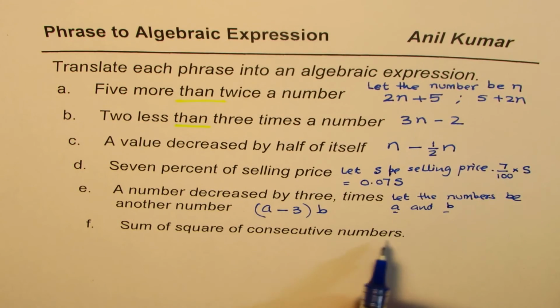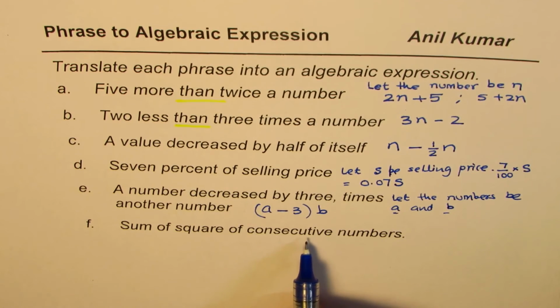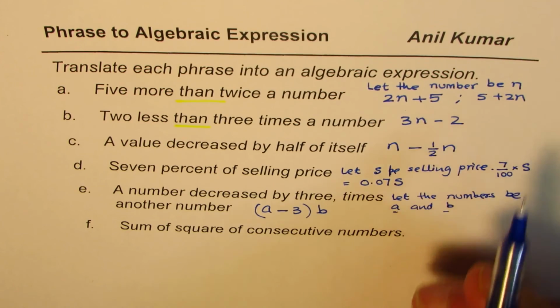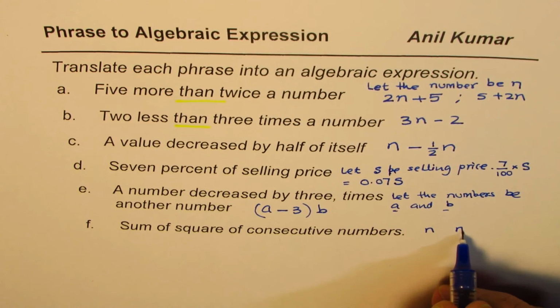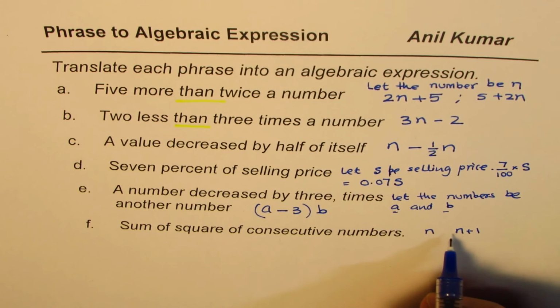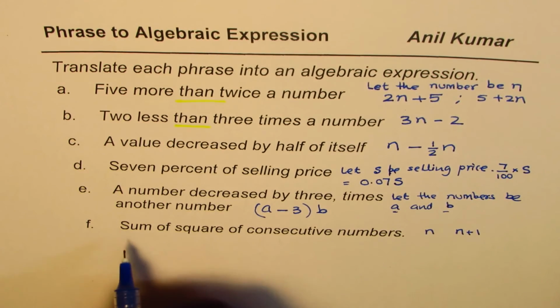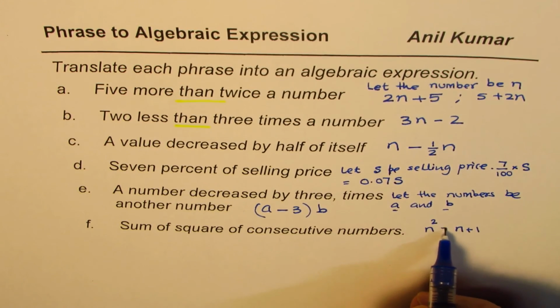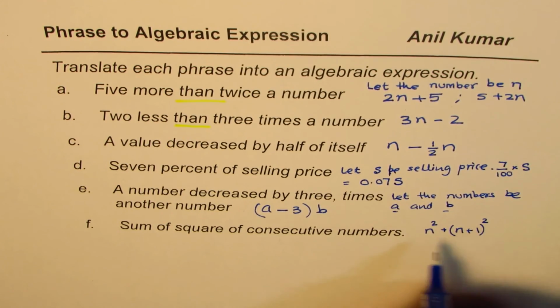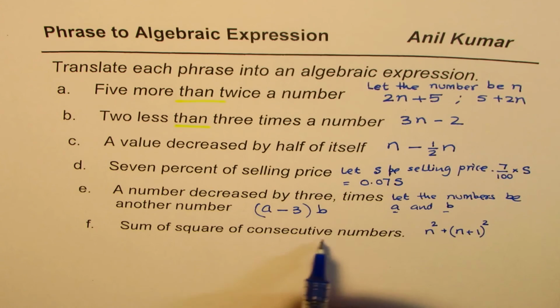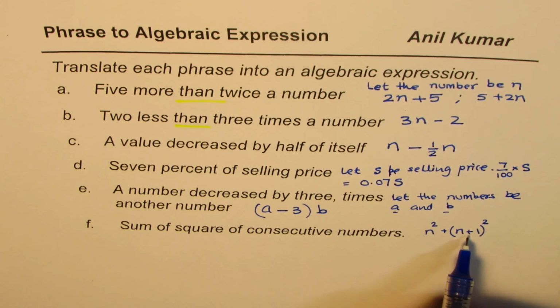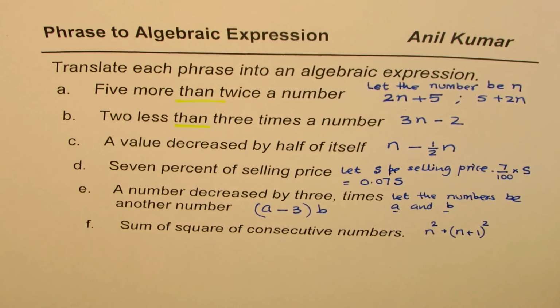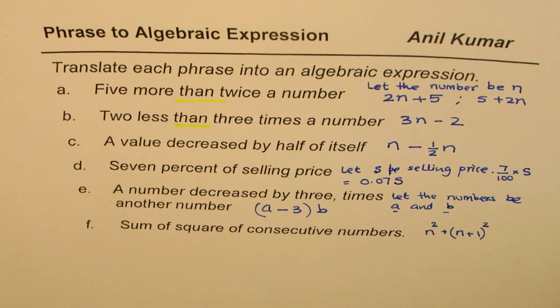Sum of squares of consecutive numbers. Now what are consecutive numbers? Consecutive numbers are the numbers which come one after the other. So if my number is n, the next number will be n plus 1. So n and n plus 1 are consecutive numbers. I hope you get it. It says sum of squares of consecutive numbers. That means we have to square them and add. So that is how we'll write sum of squares of consecutive numbers. n and n plus 1 are consecutive numbers. We are adding their squares, right? So that is how you could write these phrases as algebraic expressions.